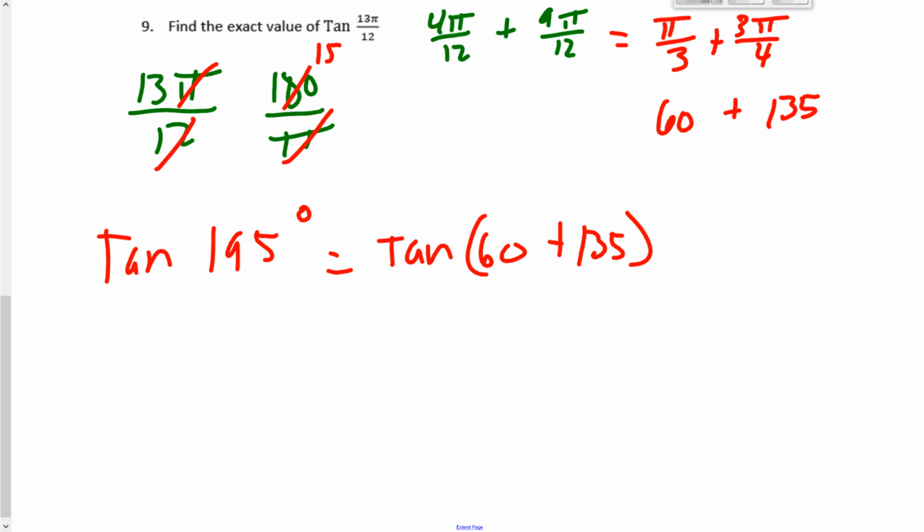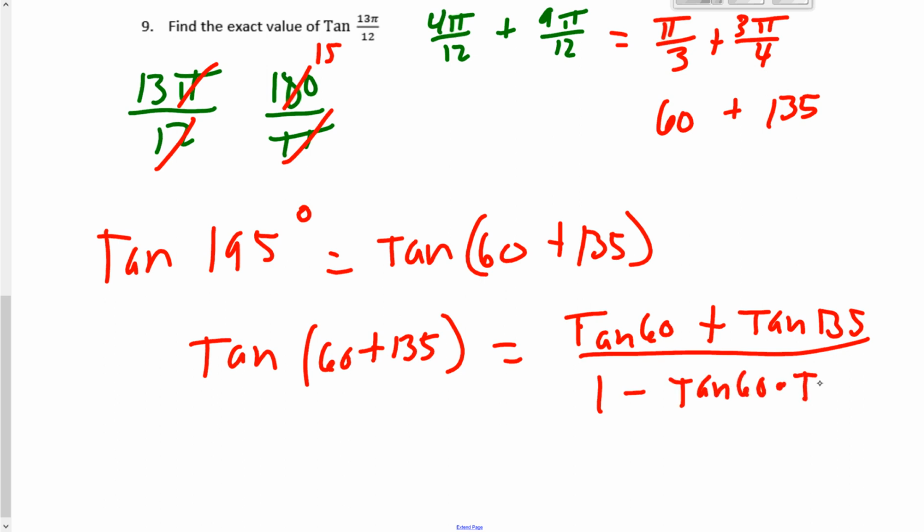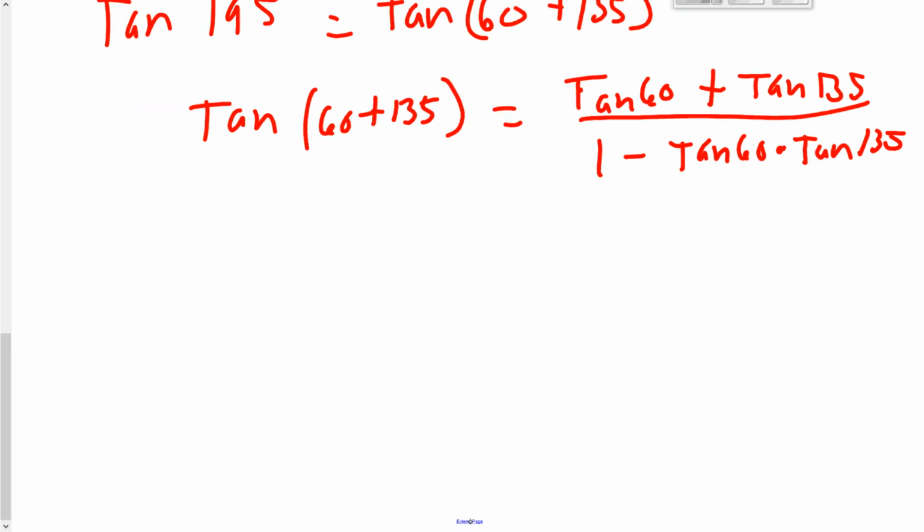now tangent's a little bit different, right? Tangent doesn't have a little formula for it, but it is tan of the first, keep the sign the same on top, tan of the second angle, and then on bottom, 1, switch the sign, minus tan of the first times tan of the second. And what stinks about tangent is probably going to have to rationalize your denominator. So we'll put this over here.